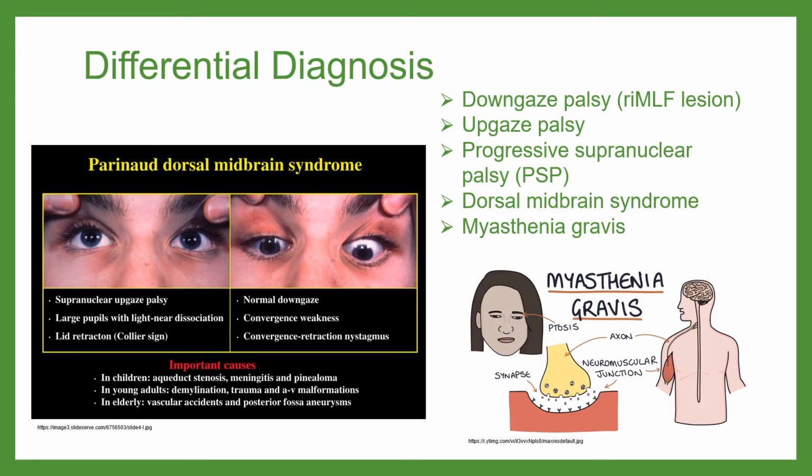The differential diagnosis for this disease includes the upgaze and downgaze palsies, progressive supranuclear palsies with patients presenting with Parkinsonism, dorsal midbrain syndrome, and myasthenia gravis.